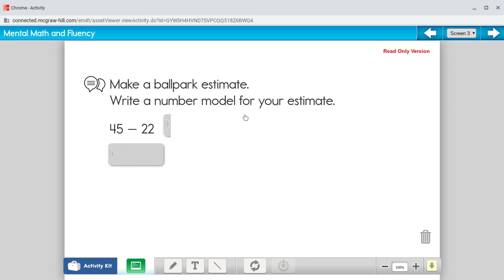Make sure you're coming up and writing down your ballpark estimates. 45 minus 22. Let's find a friendly number here. Which one would you go with?